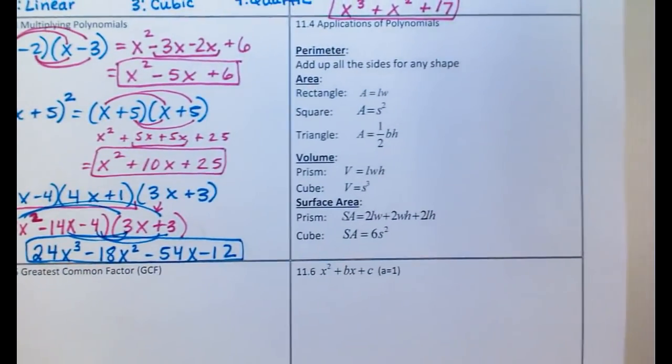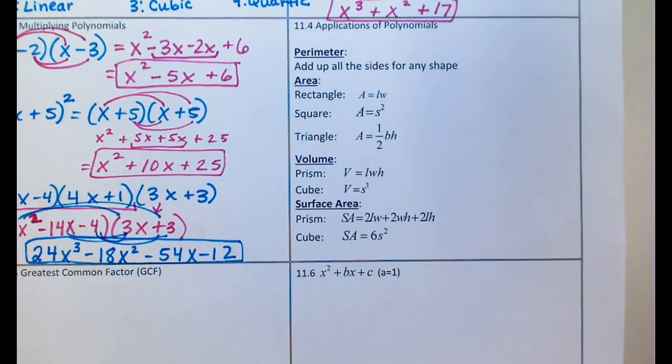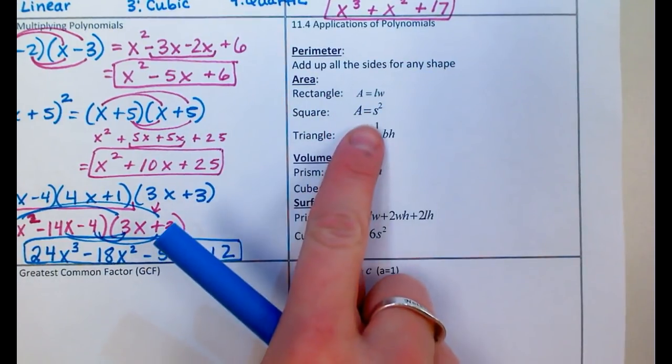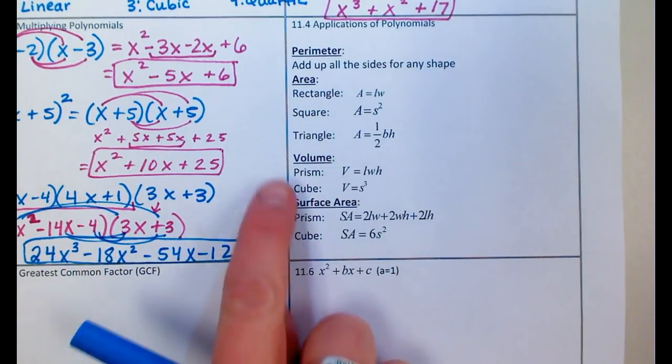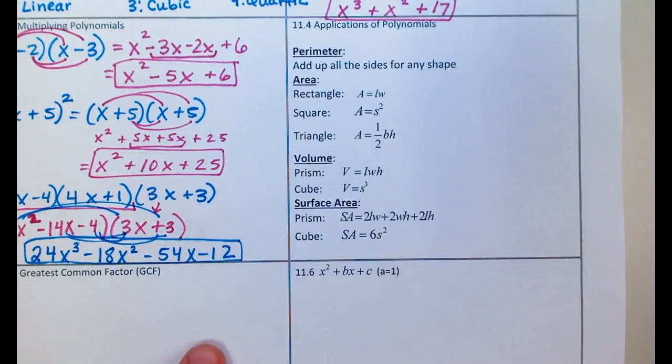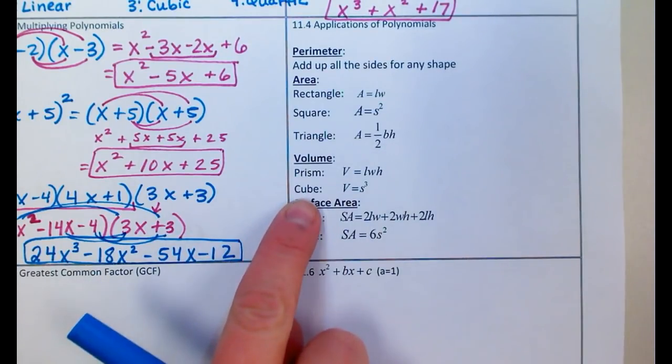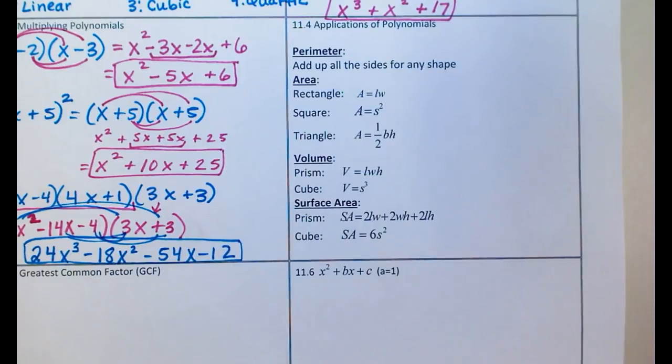The next one we did was applications of polynomials in 11.4. We did perimeter, where we added up all the sides for the shape by combining our like terms. Area for a rectangle is length times width. Area for a square is just your side squared. Area for a triangle is 1/2 base times height. Then we had volume for a prism and for a cube, length, width, and height.